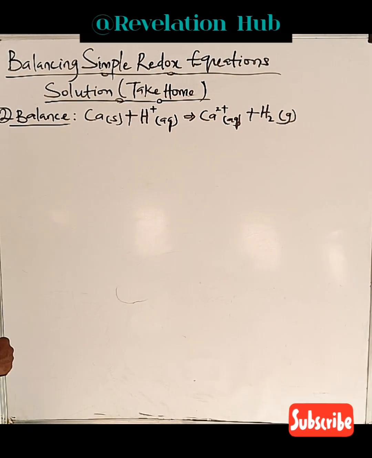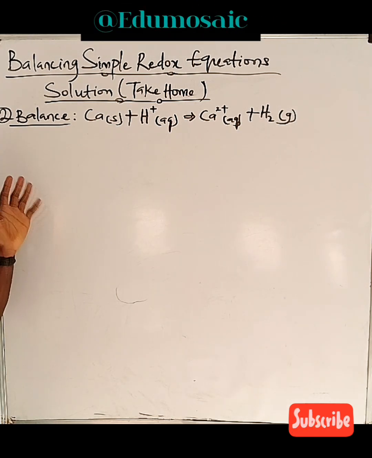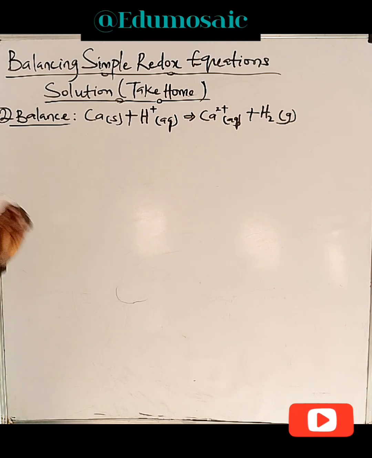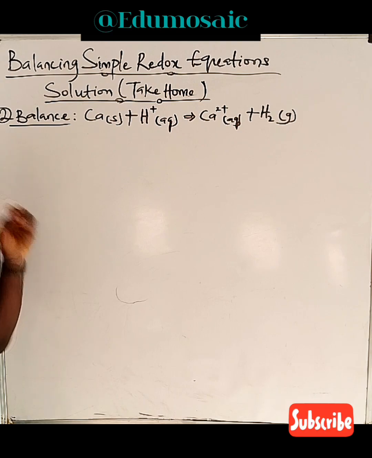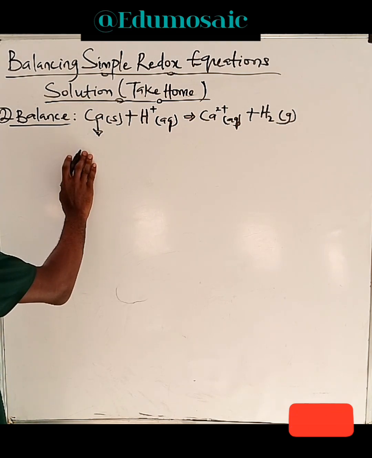Balanced calcium solid plus hydrogen aqueous as H plus, both coming together to give us calcium aqueous that's 2 plus, and H2 hydrogen gas molecule. So how do we balance this redox equation? The first thing we're going to do is get the oxidation numbers of the reactant and the product. Don't forget we're using what we call the half cell method.